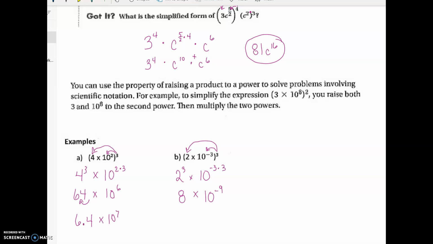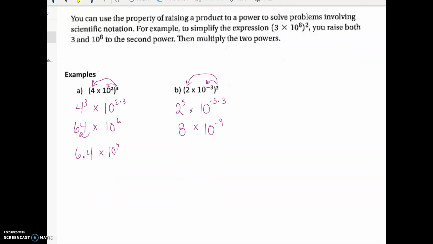Okay, so just to save a little bit of time, I went ahead and wrote out the steps here. So you're going to distribute the 3, and then remember when you work it out, if it's not in scientific notation, make sure you change it into scientific notation so it's in the correct form. Same thing for B here. We would distribute the 3, and then we would simplify, so we end up with 8 times 10 to the negative 9th. And that, I think, is the end of the lesson for today.